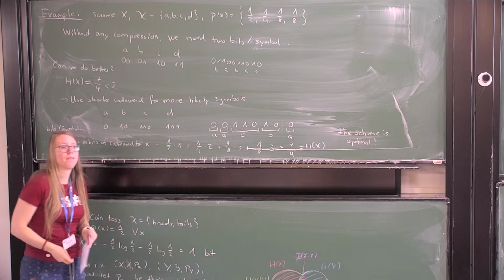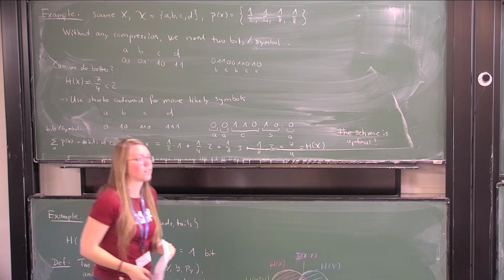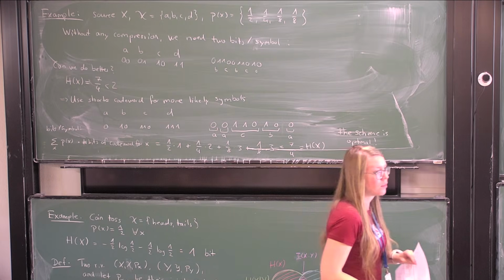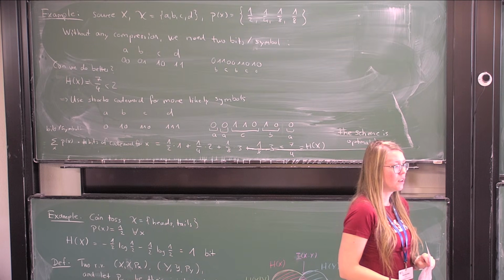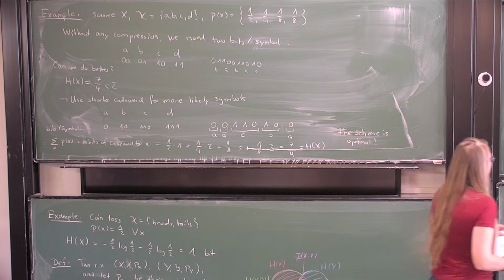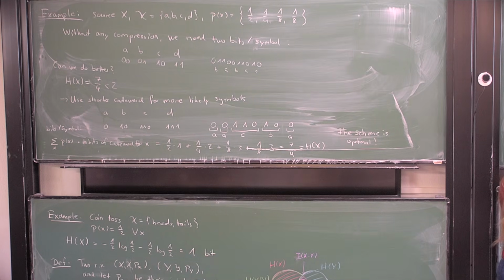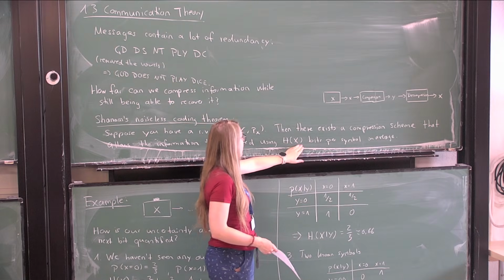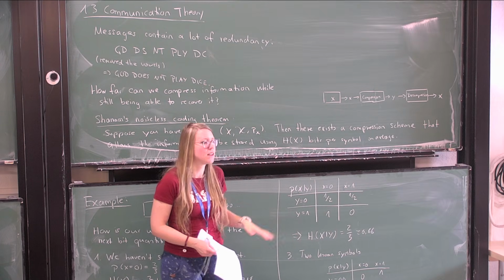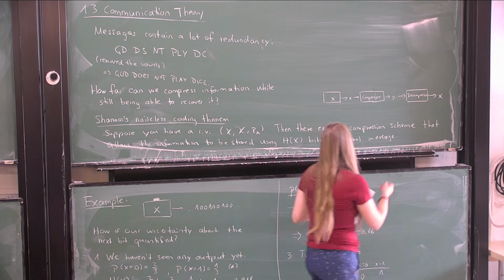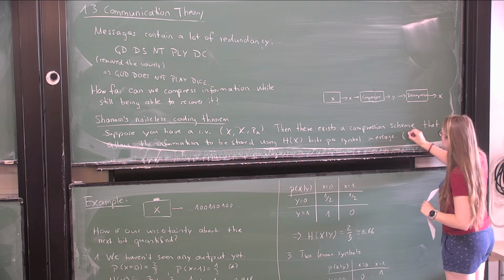Question: the theorem says that there exists a compression using this many bits per symbol, but does not say that it's optimal, right? Yes, true, in the wording it's not precise. No, it means that this is the minimum you need. Oh, so it's the lower bound. Yes, it's the lower bound. The wording is not so precise.